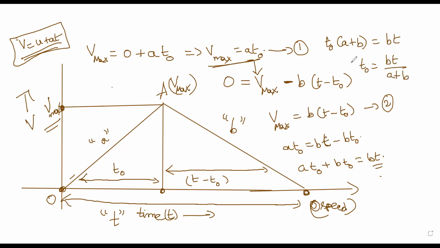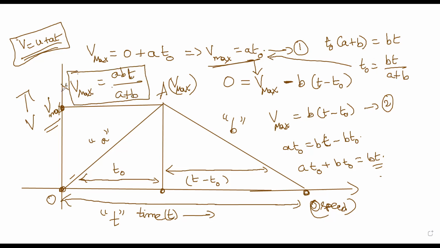Now this t naught can be substituted over here, in what my Vmax is. Vmax happens to be very simple. Vmax is equal to a into t naught, and t naught is bt by a plus b. So Vmax happens to be ab t by a plus b. That's the answer for you. I hope you understood. That's it for this video.